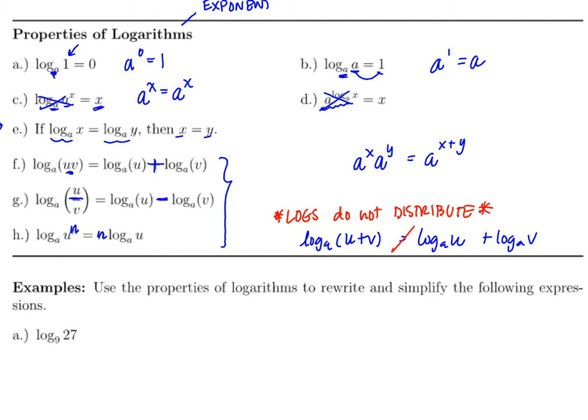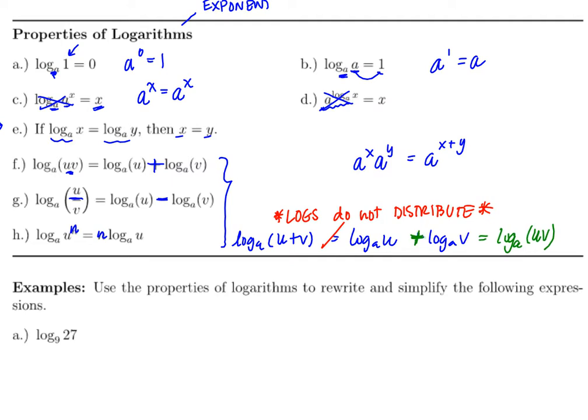Those are not the same case, because by the properties of logarithms, the real rules, when you're adding two logarithms together, this is really the log base a of the product u times v. So be careful there. Let me see if I can't move this stuff over. It's not distribution. The addition makes it log of the product.